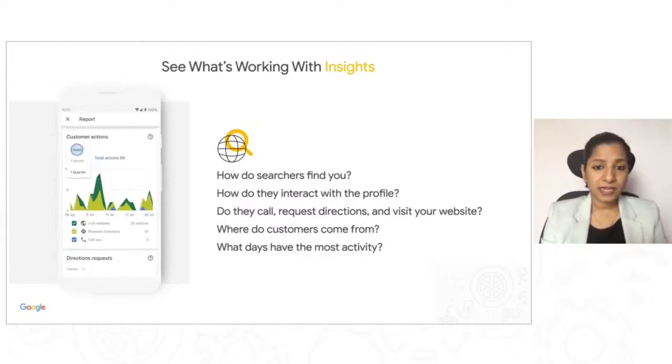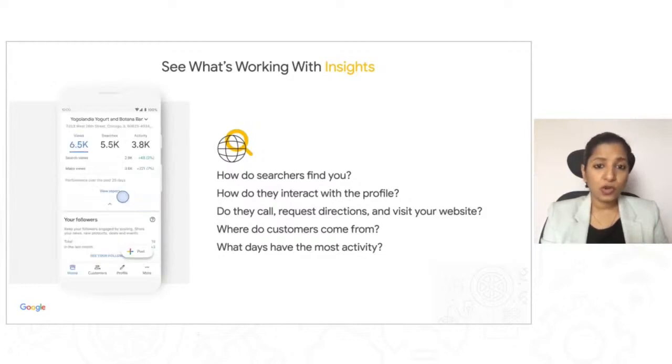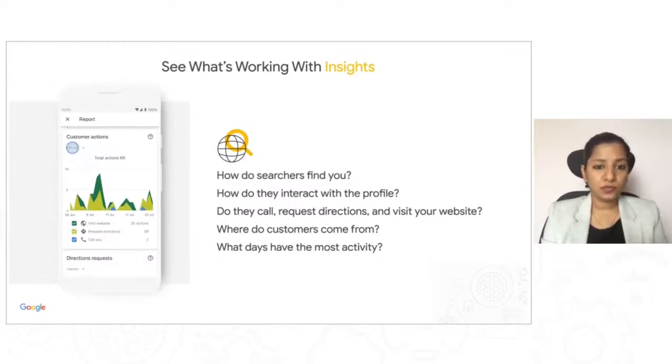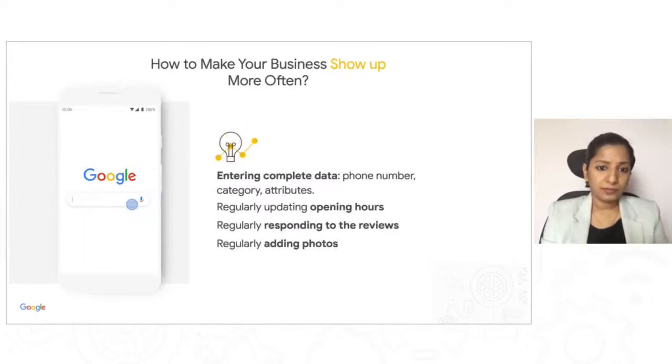In addition to these insights, it also provides you different ways to understand how customers interact with your listing. For example, do they call, request directions, or visit your website? What days have the most activity, and so on and so forth. You can get insights for individual listings or for all your dealerships from your GMB frontend.